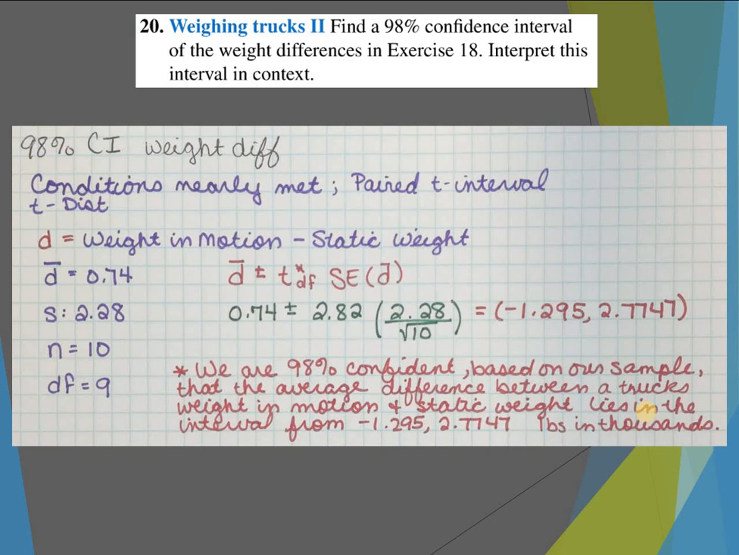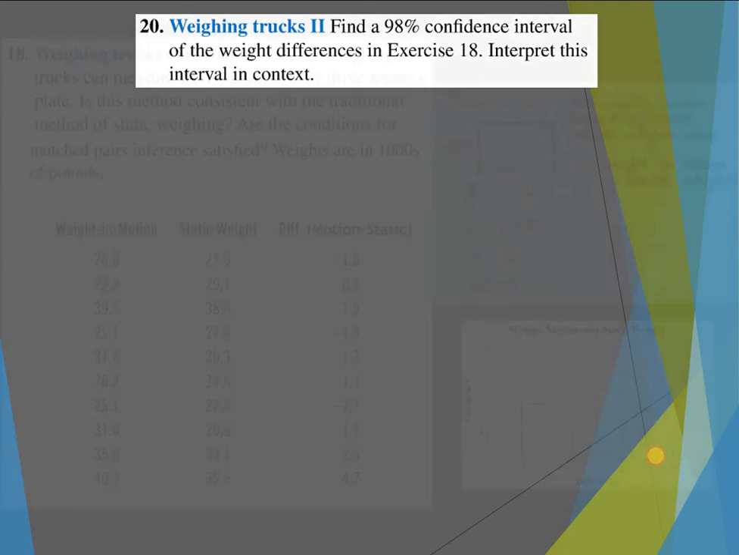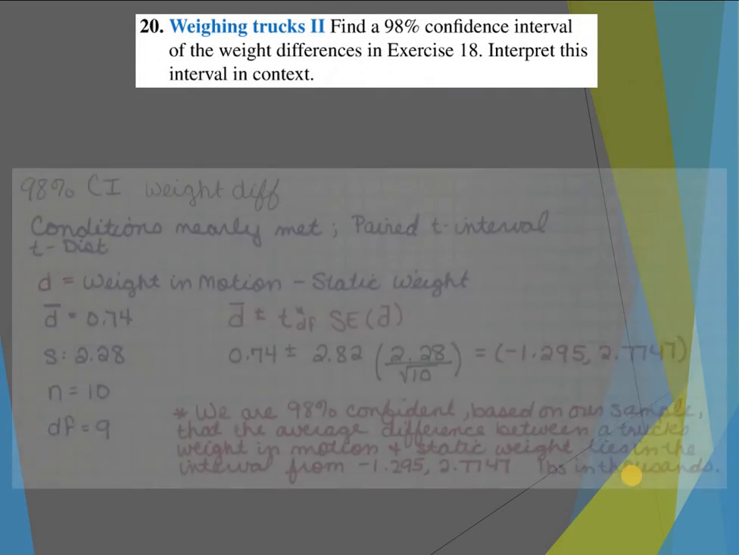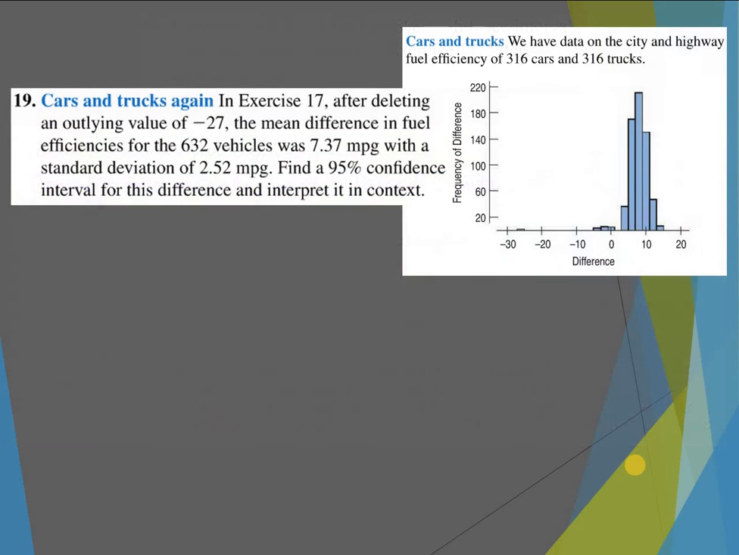Now, if I was saying negative 1.295 to 2.77 pounds, maybe with that I'd be like, dude, those are spot on. Thousands of pounds? That's a little bit more. But I don't know what the overall scale is. And actually, if we go back and look at the data they gave us, we're looking at an average of, I don't know, somewhere around 30,000 pounds. So yeah, it's not too big of a difference. All right, so same idea, different context.